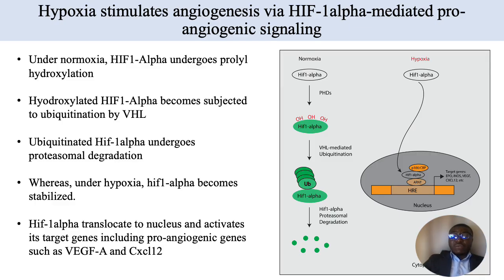Whereas under low levels of oxygen, with hypoxia, the HIF1 alpha becomes stabilized. The HIF1 alpha then translocates to the nucleus and activates its target genes, including proangiogenic genes. So what this slide is showing is that if we are able to delete VHL, then a hypoxic environment will be molecularly mimicked in our sample.